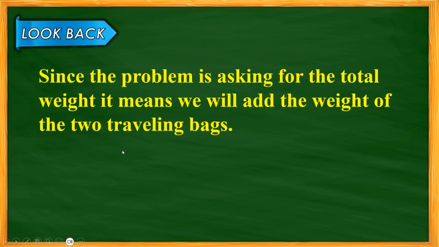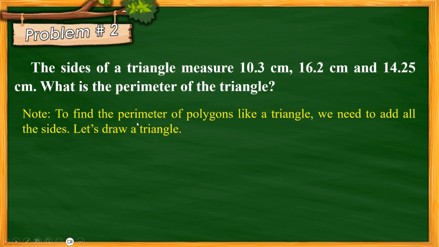Now, to look back, since the problem is asking for the total weight, it means we will add the weight of the two traveling bags. So, therefore, the answer is correct. Now, let's proceed to problem number two. The sides of the triangle measure 10 3/10 cm, 16 2/10 cm, and 14 2/25 cm. What is the perimeter of the triangle?